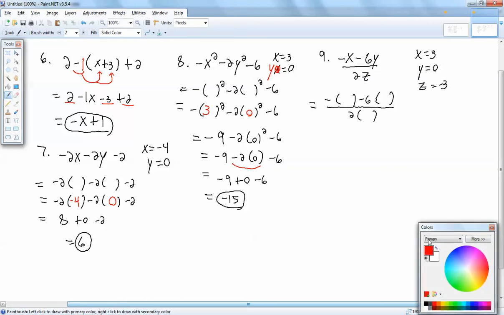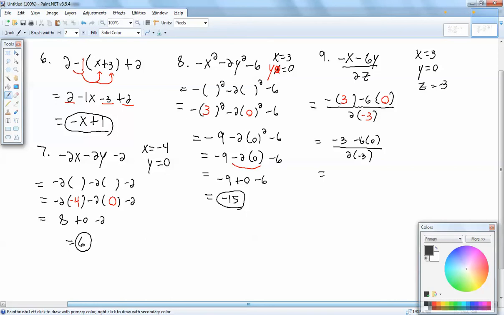Okay. Now we said x was 3, so everywhere we had an x, we'll put in a 3. We said y was 0, so everywhere we had a y, we'll put in 0. And we said z was negative 3, so everywhere we had a z, we'll put in negative 3. Well, that first set of parentheses isn't doing anything, so I can drop it. Okay, order of operations. Order of operations says if you got a fraction, do the top part completely, do the bottom part completely, then handle the fraction.